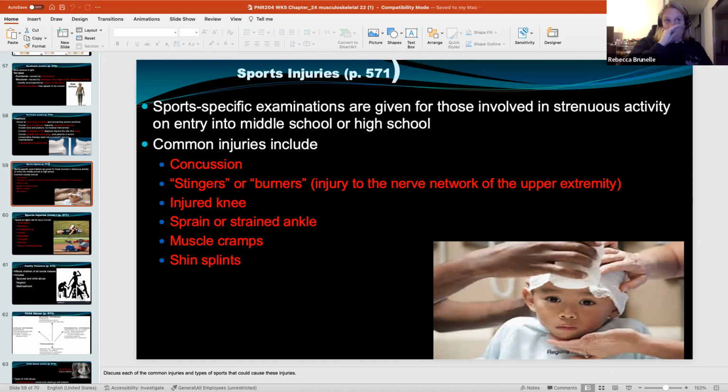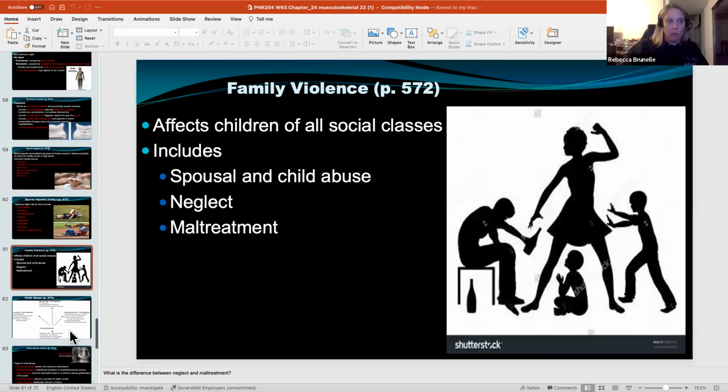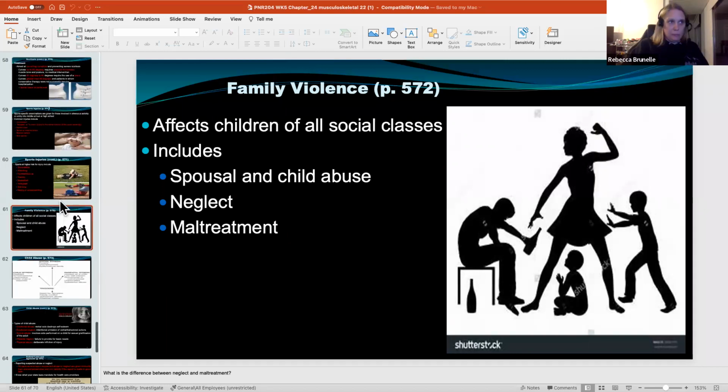So unfortunately, when we work in pediatrics, we always have to have in the back of our brain somewhere that there's a risk for child abuse or family violence, domestic violence. So does anyone know, as a nurse, are you a mandatory reporter? Are you required to report suspected child abuse? Yes. You need to know the state laws, because every state will have slightly different rules, but in all 50 states, you are a mandatory reporter.